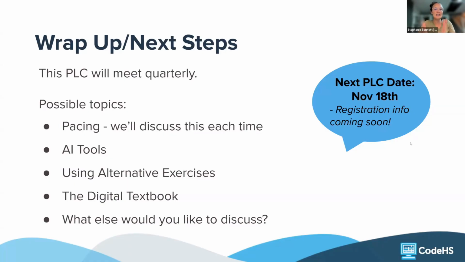So Kim helps me pick, well, Kim does all the work. Kim picks the topics each time, but she's such an amazing CSA teacher that she picks fantastic discussion topics. And so we'll be talking about pacing each time we meet. Again, that's once a quarter. We'd love to talk about AI tools, how you're using that as you teach AP, how you're inviting students to use AI tools as they learn this CSA curriculum. Alternative exercises that are available.